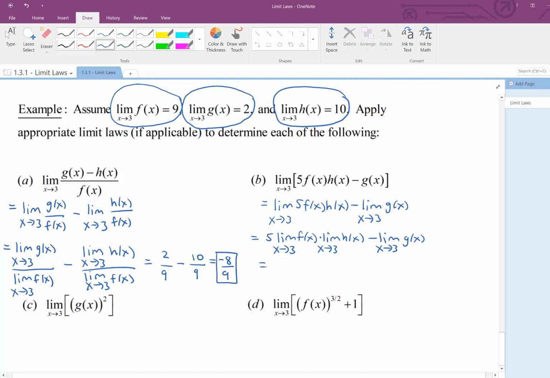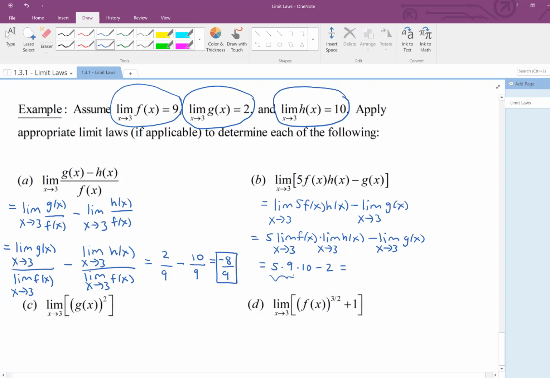And now we can input the values as assumed. This is 5 times limit x goes to 3 of f of x, that's 9, times limit x goes to 3 of h of x, that's 2, minus limit x goes to 3 of h of x is 10. And then minus limit x goes to 3 of g of x is 2.